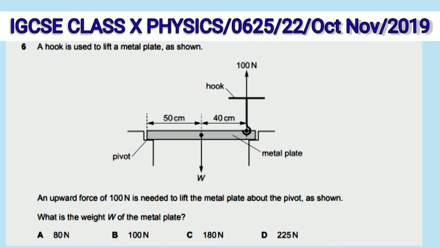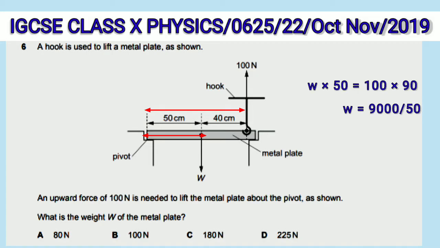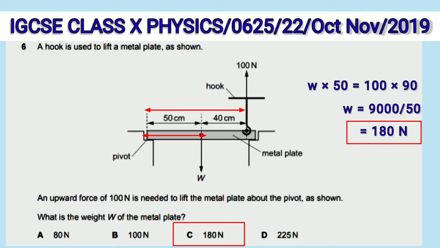Sixth question. A hook is used to lift a metal plate as shown. An upward force of 100 Newton is needed to lift the metal plate above the pivot as shown. What is the weight W of the metal plate? We can see weight W is acting at a distance of 50 cm from the pivot and the force of 100 Newton is acting at a distance of 90 cm from the pivot. So total anticlockwise moment is equal to clockwise moment. So W into 50 is equal to 100 into 90. So W is equal to 9000 by 50 or 180 Newton. Correct answer is option C, 180 Newton.